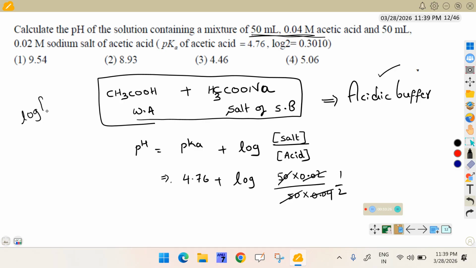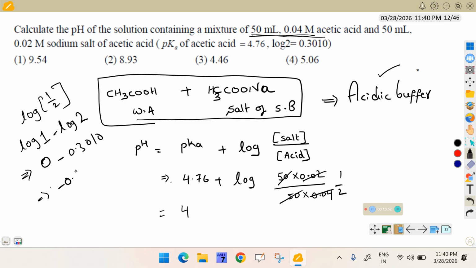Log 1 by 2, this is in the form of log A by B, log A minus log B. Log 1 value 0, log 2 value already given, 0.3010. So you will get minus 0.3010. 4.76 minus 0.3010. Simplify, then you will get 4.459. That is nearly equal to 4.46. Third option is the correct option.